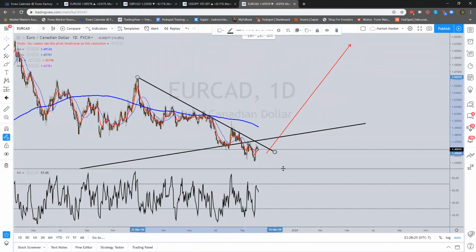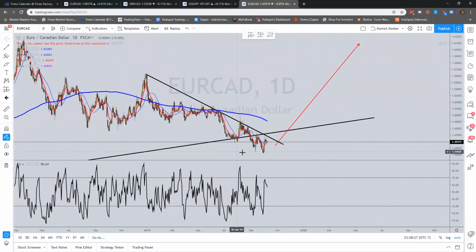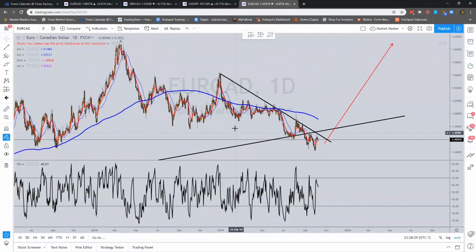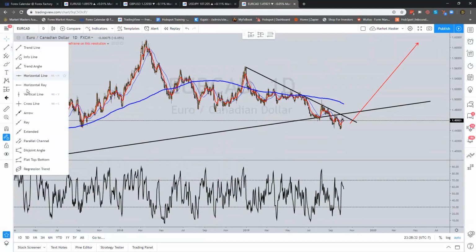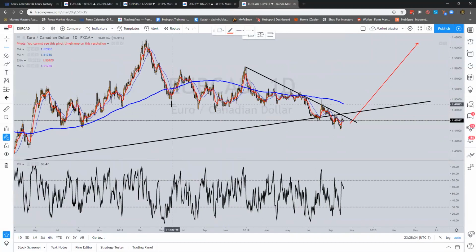So we have resistance like that. Price still hasn't broken that resistance, so it's still valid for the downtrend. We have a support level right here. Actually, let me draw that support level as a zone.